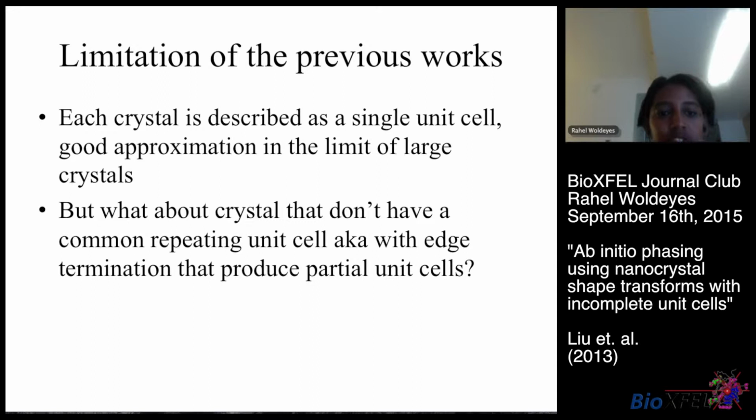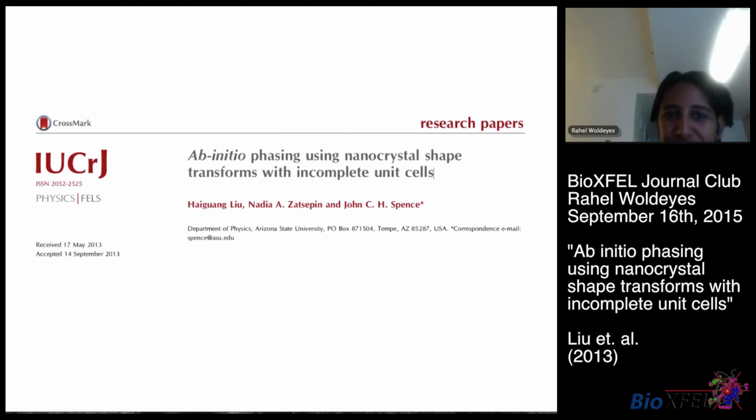Another limitation of the previous work is that each crystal is described as a single unit cell, which is a good approximation when you have large crystals. But for small crystals, it's problematic, because if you have crystals that don't have a common repeating unit cell, or if there is some kind of edge termination that produces partial unit cells, what do you do? That brings me to the paper that I'll be talking about today. In this paper, they try to address this issue of incomplete unit cells.